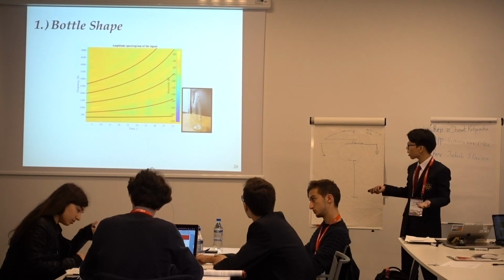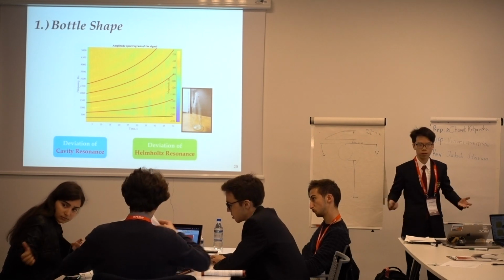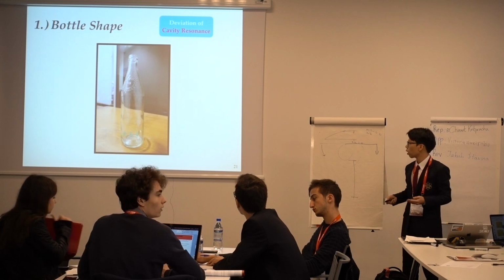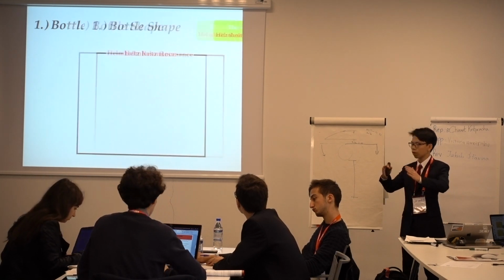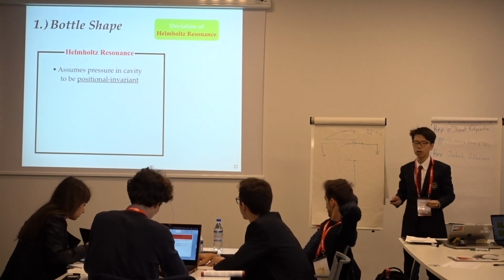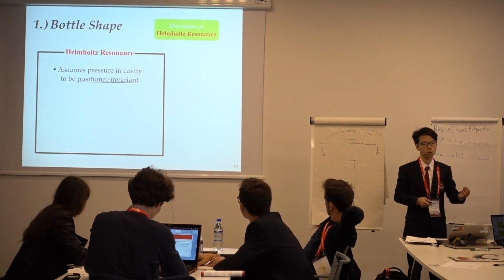So why does it deviate from the cavity resonance, and why does it deviate from the Helmholtz resonance? The reason it deviates from the cavity resonance is, as before, when the wave propagates, some of it is reflected back due to the geometry of the bottle. And for the Helmholtz resonance, it's because we are violating the assumptions of the Helmholtz resonance.